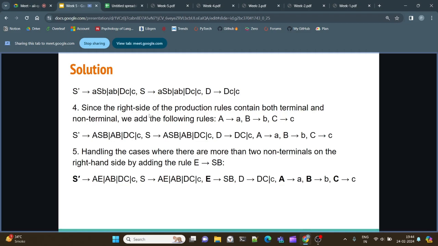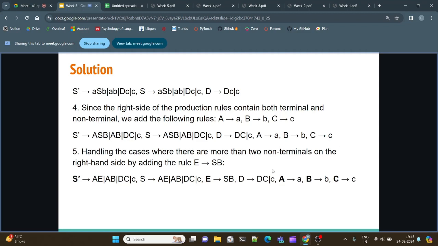Now on the right hand side of the production rules, where both terminal and non-terminal appear, that is not allowed in Chomsky normal form. So what do we do? We add production rules such as capital A to small a, capital B to small b, and capital C to small c. On the left hand side we have non-terminals capital A, capital B, and capital C, correspondingly deriving small a, small b, and small c. Now we simply replace them. Wherever the terminals were, we replace them by the corresponding non-terminals. So we have S dash now deriving capital A, SB, AB, DC, and C, and similarly for the other cases.